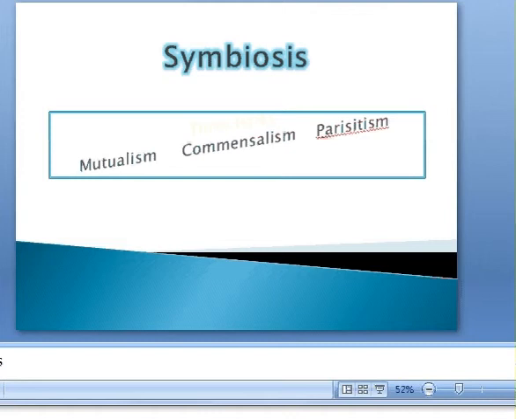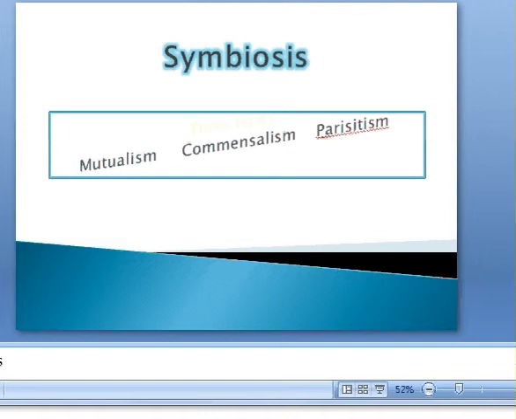Symbiosis is nothing more than just a relationship or an interaction between two different species. And so, you can see on just this slide that there are three different types. So obviously, when we're talking about that relationship, there are different types of relationships that can be had.